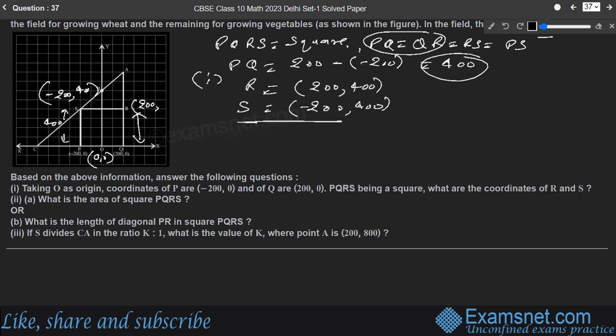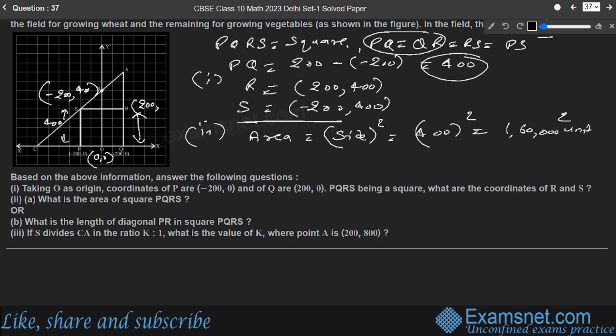What is the area of the square PQRS? The area of the square can be easily calculated. Area is nothing but side squared, and the side value is 400. So 400 squared is 1,60,000 square units, or unit square, whichever way we want to write. So this is the area of the square. That is the answer of the second part.